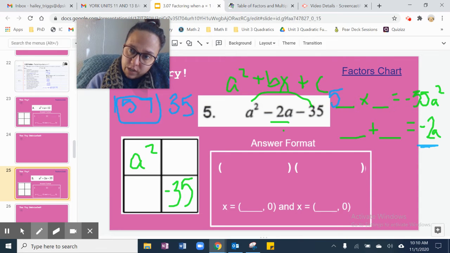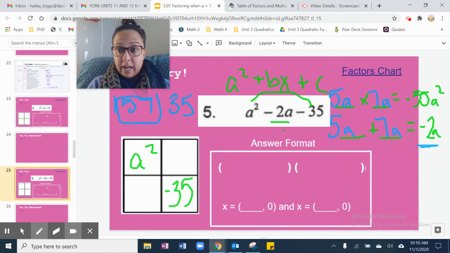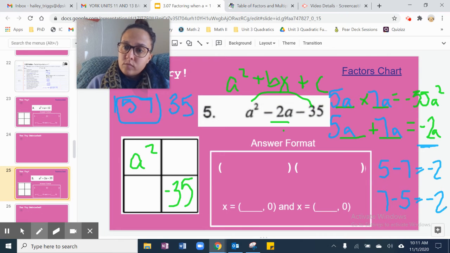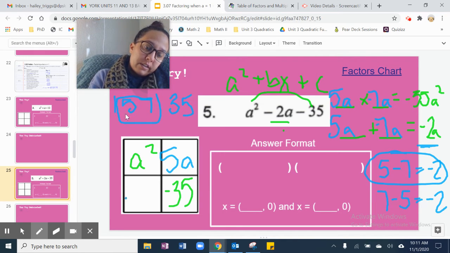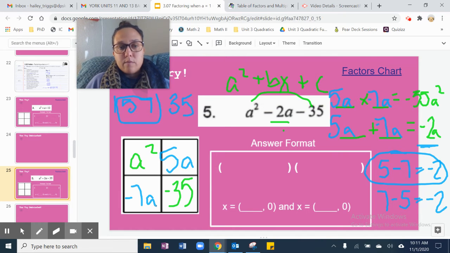So we know it's 5a, 7a. But which one should be negative? Well, 5 minus 7 gives us negative 2, or 7 minus 5 gives us negative 2. Hopefully you said 5 minus 7, so that makes the 7 negative. So we're going to put 5a and negative 7a into the box. Remember, it doesn't matter if you switched them. That's totally fine.